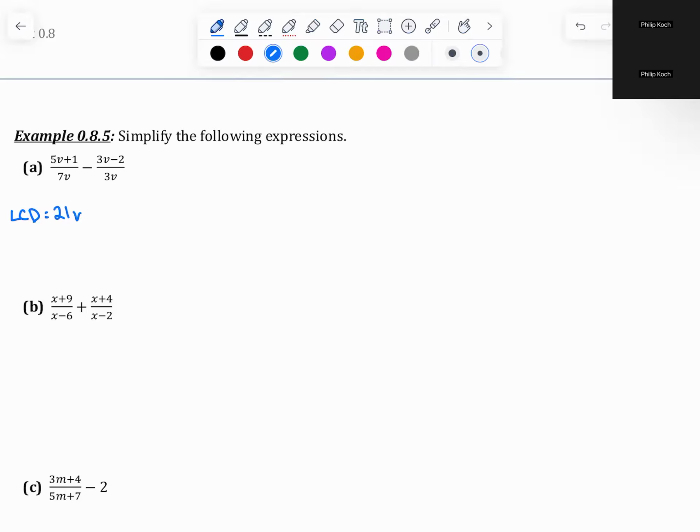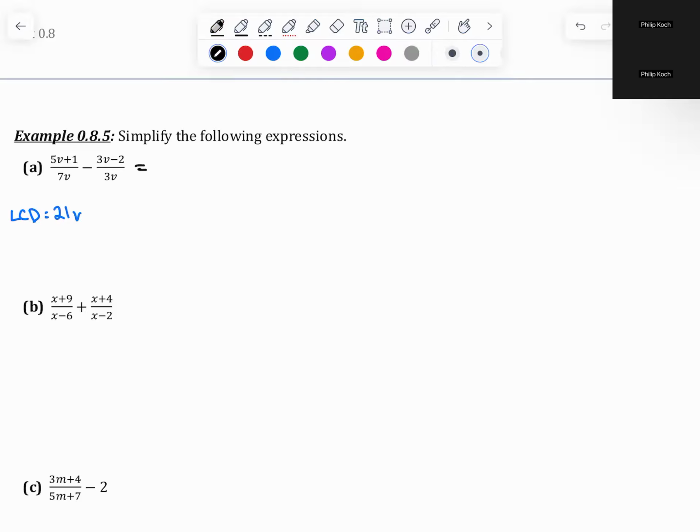Just as an experimental situation, if this had been v squared, we'd have to write v squared. Everyone cool with that? If this had been v squared and this had been v cubed, we'd have to write v cubed here, and so on and so forth. Multiplying the 7 times 3, it wouldn't change no matter what the multiplicity was. Yeah, because they were both 7 and 3. If it was 7 squared, then the LCD would be 49 times 3.